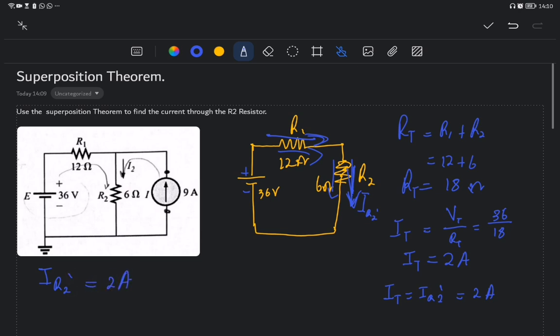Now, where is it going? It's going down because it's going like this, right? Because conventional current flows from the positive towards the negative side, right? So we need to take that into account when analyzing this particular circuit. So down.